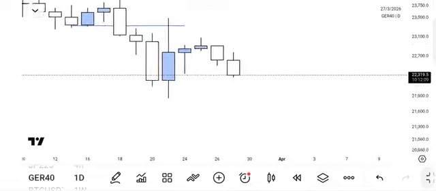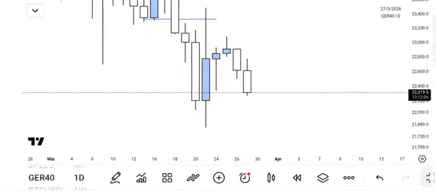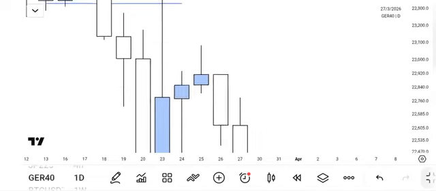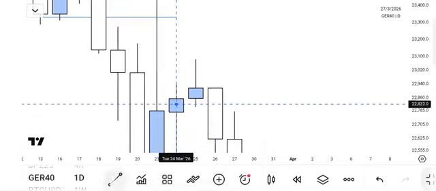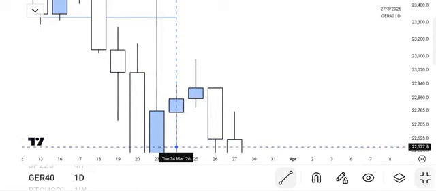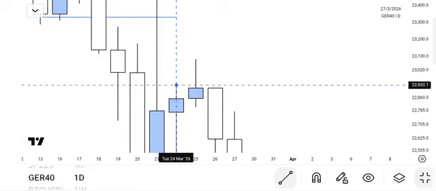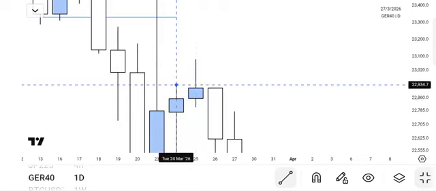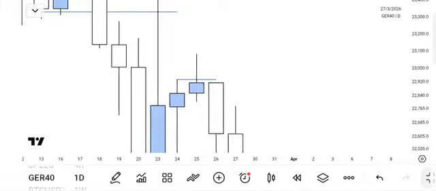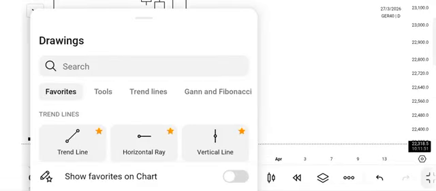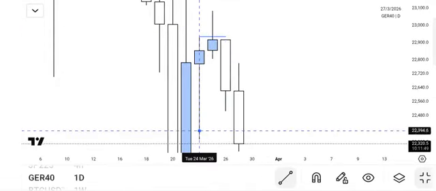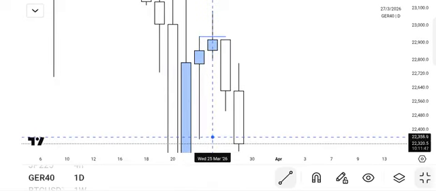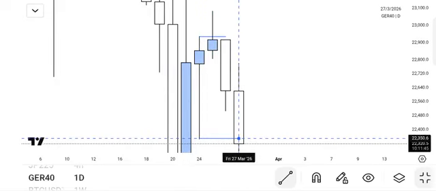Price reacted from it and closed below. Not just that, now price came here. This was Tuesday. Tuesday candle closed like this, and Wednesday candle now did something like this, swept Tuesday and closed below. Not just that, this particular low was still standing.